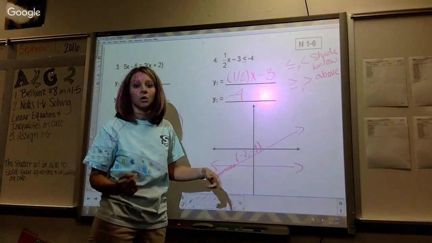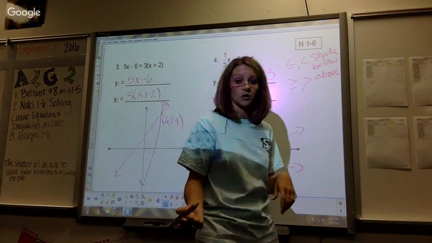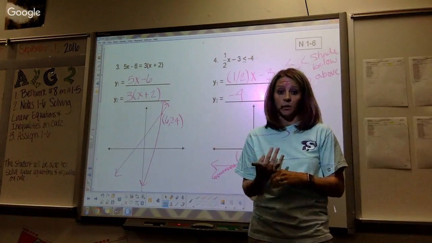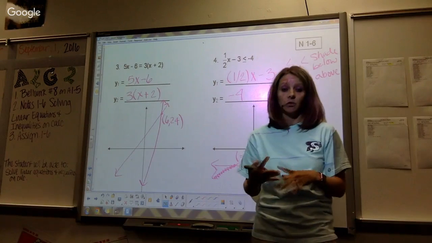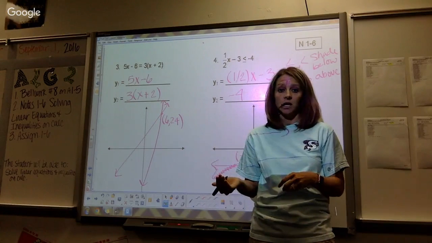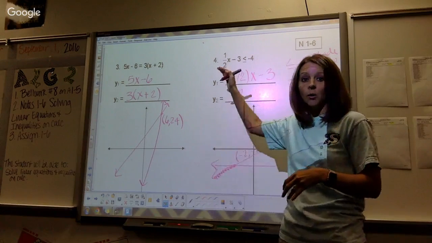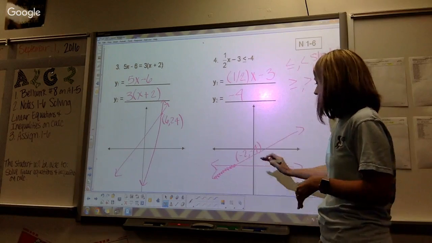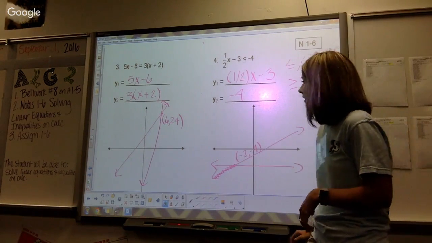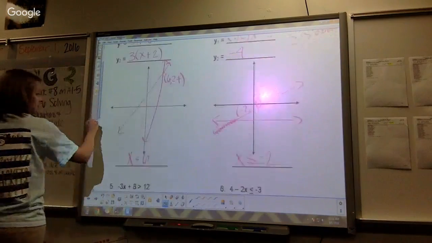Okay. Now, some of you might be thinking, why can't we always just use the same exact sign? Well, remember when we were solving algebraically, you're not always going to keep that sign the same, because with inequalities, if you divide or multiply by a negative when you're solving algebraically, then you have to change that inequality sign. So it's not always going to be the same as the original. That's why you have to shade and find what your solution will be. Okay, so let's look at number 5.